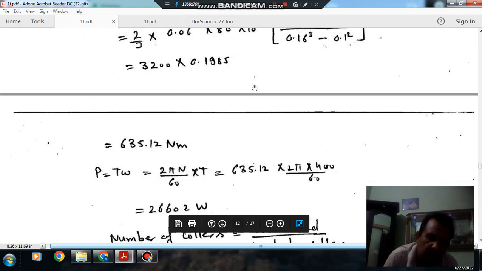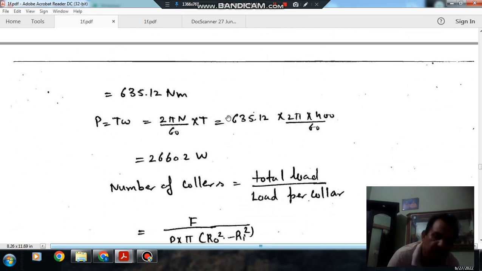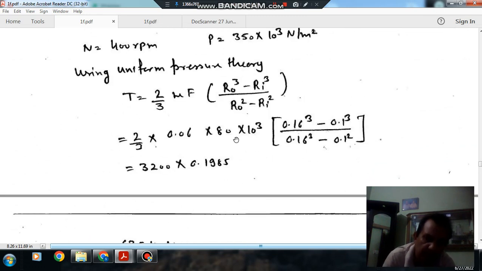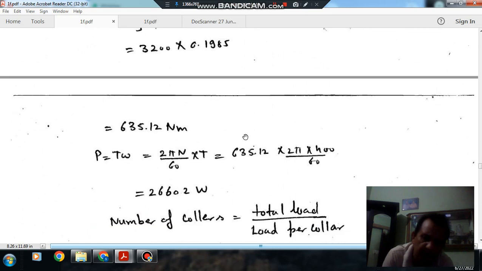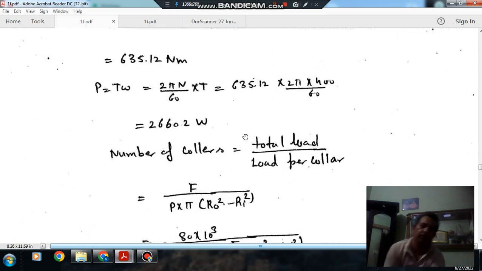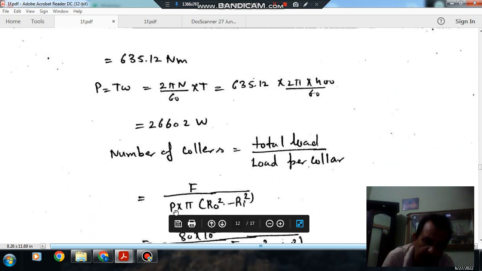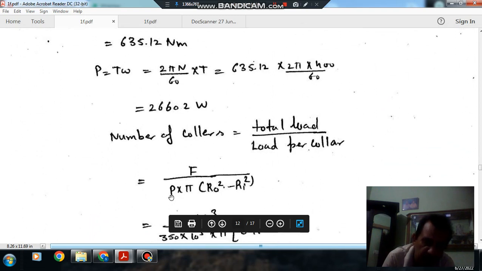Now the total load is given as 80 kilonewton, and now we determine the load on each collar according to uniform pressure theory. As the pressure is uniform, on each collar there will be a load of P into the area of that collar. So the load per collar is P into area, and the total load is W.